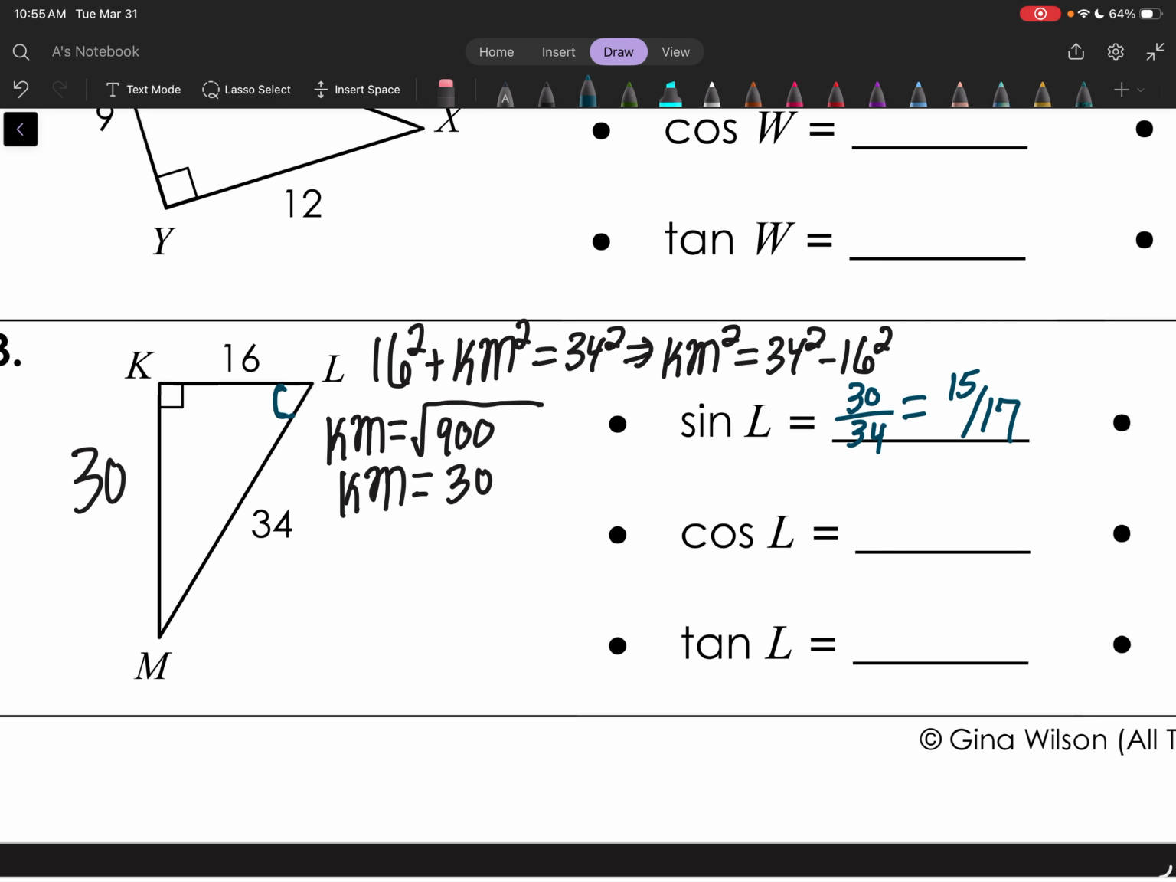Cosine is adjacent over hypotenuse. Caught another hippie. So adjacent is 16. Hypotenuse is 34. 16 divided by 34 will simplify down into 8 over 17. Tangent, opposite over adjacent, tripping on acid. My opposite is 30. My adjacent is 16. 30 over 16 is 15 over 8. There's my ratios.